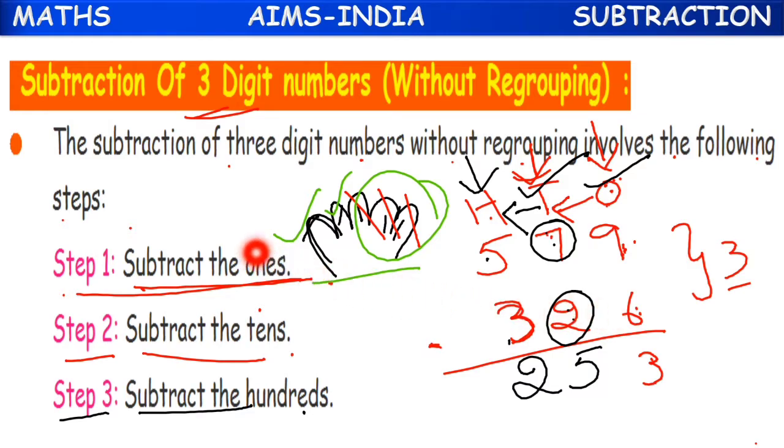What did we do in subtraction of 3-digit numbers? First we subtracted the ones and then we moved on to the next place, which is the tens. So the second step becomes subtract the tens. After that the final step is to subtract the hundreds. So 579 minus 326 is equal to 256.